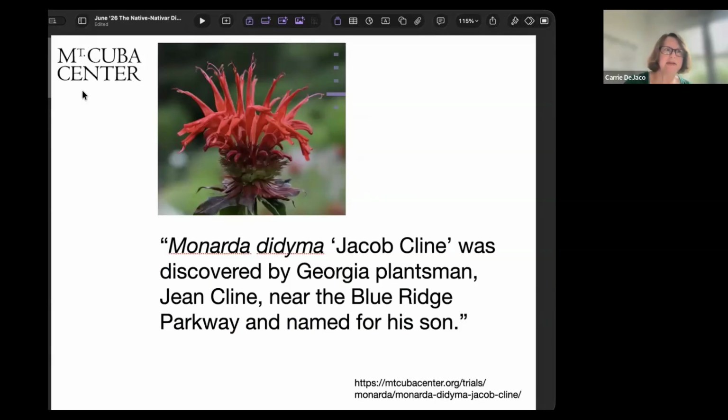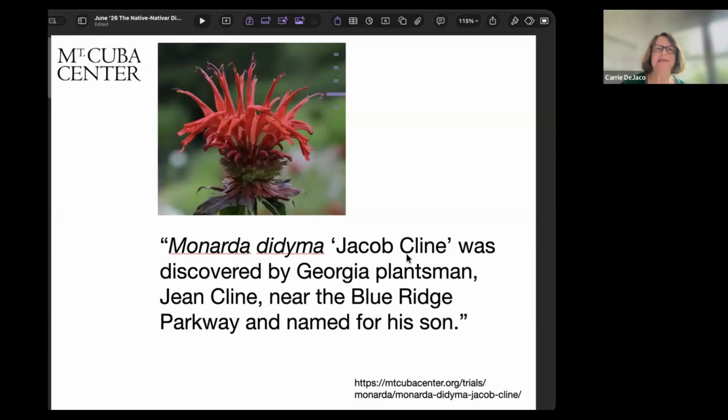in Delaware. This is close to where Doug Tallamy has his students doing research. On their website, they have a page on Monarda, which is the group with bee balms. They say Monarda didyma 'Jacob Klein' was discovered by Georgia plantsman Gene Klein near the Blue Ridge Parkway and named for his son. Okay, so we've got our genus here, Monarda, and then the didyma, this is our species part. So the entire scientific name is Monarda didyma. 'Jacob Klein', in quotes here, that is our cultivar name.